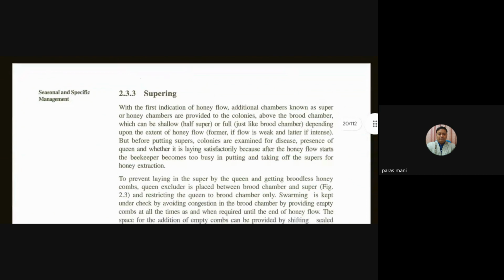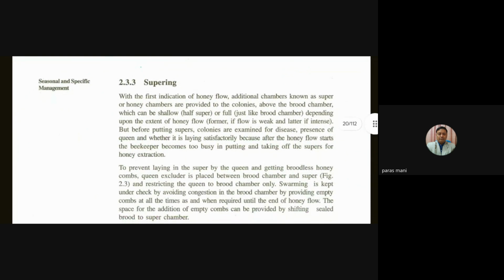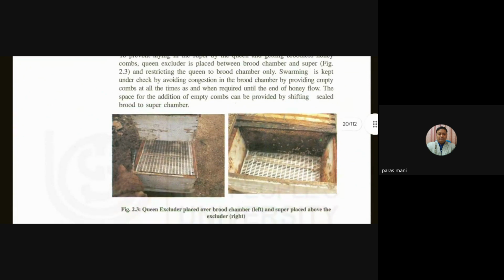And supering, after the honey flow season starts, as we discussed earlier, if the super chamber is completely filled with honey, all the frames completely filled, then you can keep one more super chamber also. Before this honey flow season, only the top cover is placed after the brood chamber. No honey chamber, that is super chamber, will be provided earlier. Only at the start of the honey flow season will we provide the super chamber.